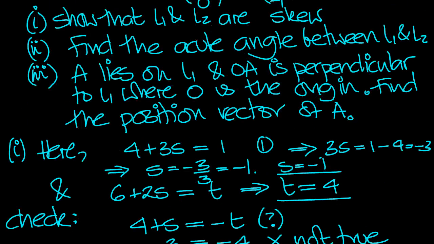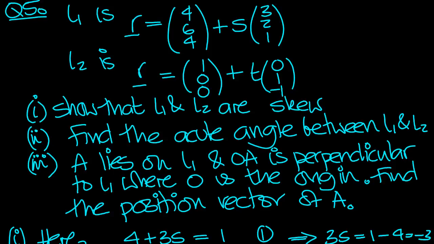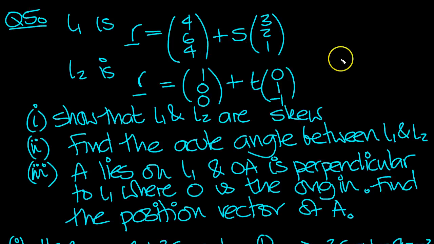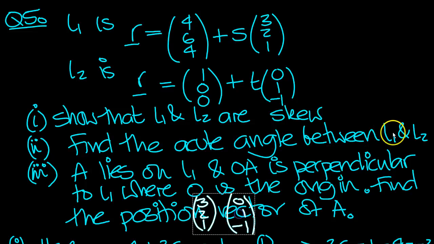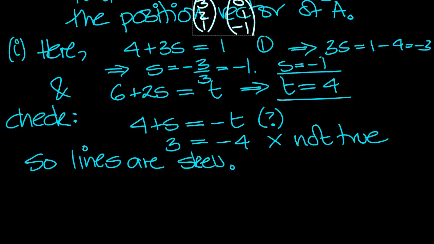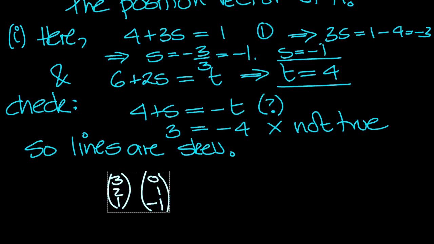Right, that's the first one then. Find the acute angle between L1 and L2. So our directional vectors are 3, 2, 1 and 0, 1, minus 1. So let's take them with us. These are the two directional vectors. Let's take them down below, and we'll just work on those. For part 2, we need to find out the angle, don't we?